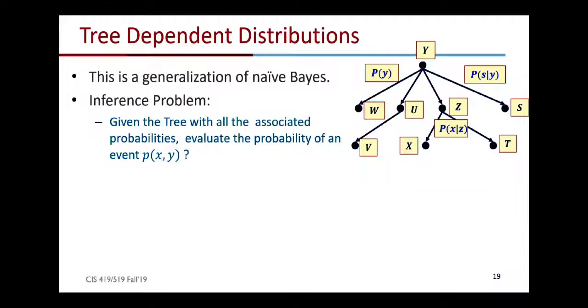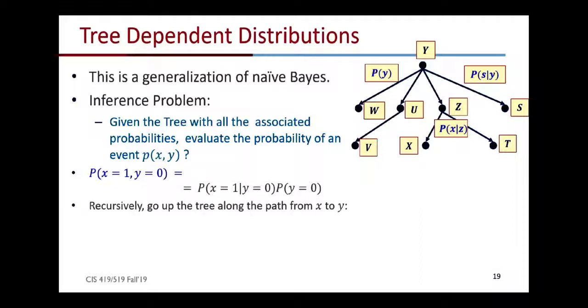A second case that we care about is a joint event. So for example, we care about P of X being 1 and Y being 0. Again, because it's a tree, in this case, there is a path from X to Y, and I'm going to condition and climb up on this path. So I'm going to write it as P of X given Y times P of Y. I can always do this. And now I'm going up along the path from X to Y, so I'm conditioning or marginalizing using Z.